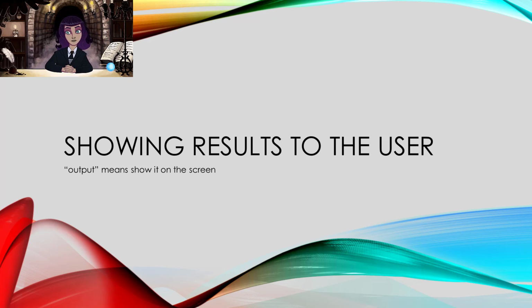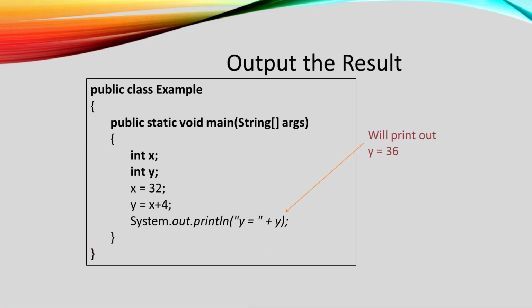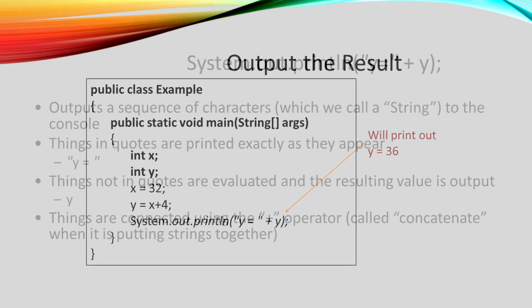You're right, Zumi, but for now, outputting things to the screen is good enough. Let's continue with the example we started in the last video. That last statement, System.out.println, is the instruction to print something to the screen so the user can see it. The stuff inside the parentheses is what gets printed out.